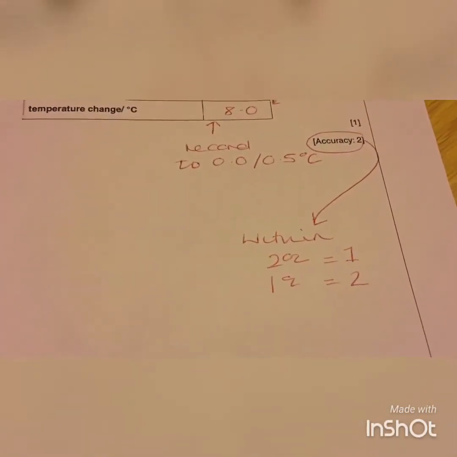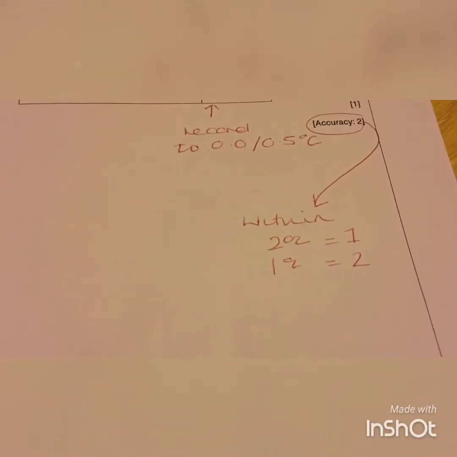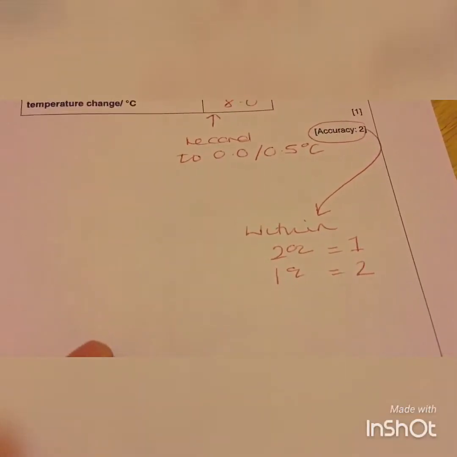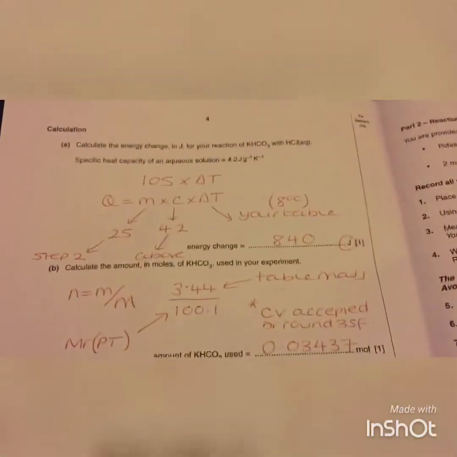The accuracy marks are just based on your practical and how close your practical results are to my practical results. So in this case, if it was within 2 degrees of mine, you get 1 mark, and within 1 degree of mine, you get 2 marks. So that's just a measure of how accurate and precise you've been during your experimentation.